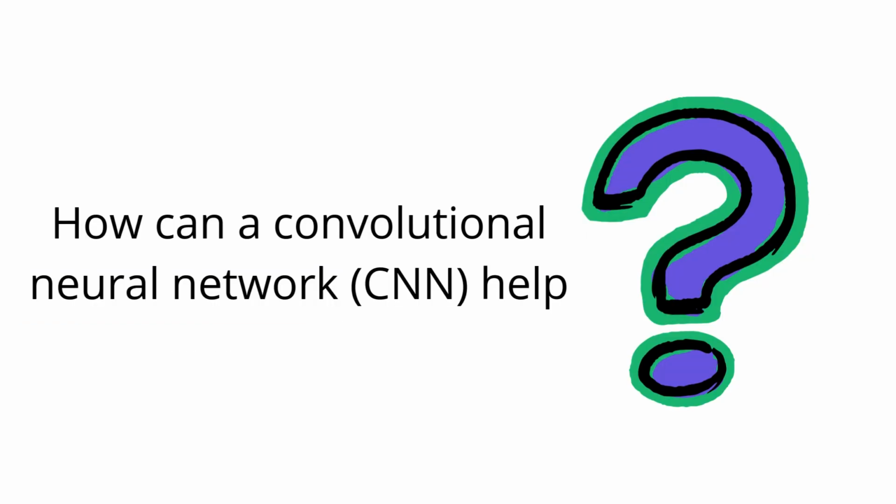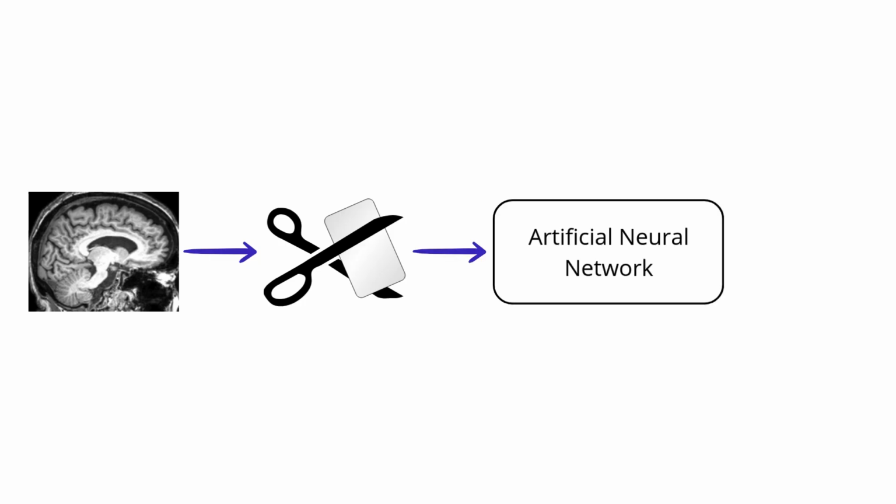But how can a convolutional neural network help in the diagnosis of this kind of pathology? When we give a T1 scan to a CNN, it will cut it into small pieces before feeding them to an artificial neural network, which will then give us a prediction about the patient's condition.